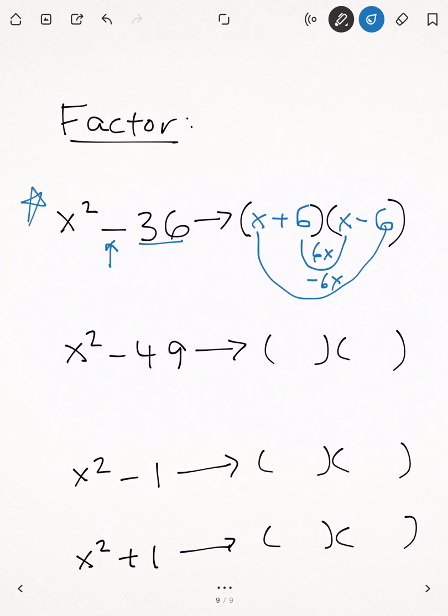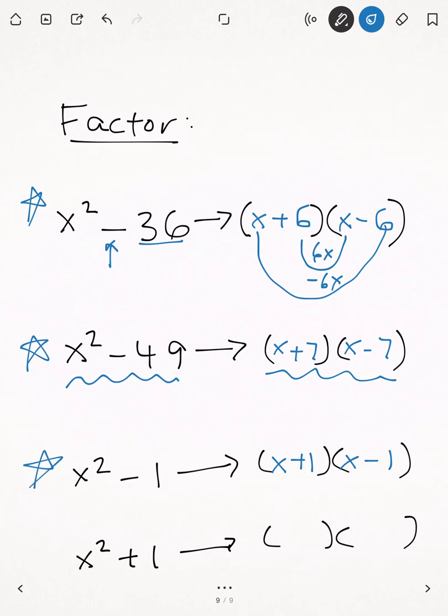X squared minus 49. The x's go here. The positive 7 and the negative 7 multiply to be negative 49. It's that easy. Done with this one. We changed a sum to a product. The next one, x squared minus 1. X and x goes here. Plus 1 minus 1. The middle terms cancel.